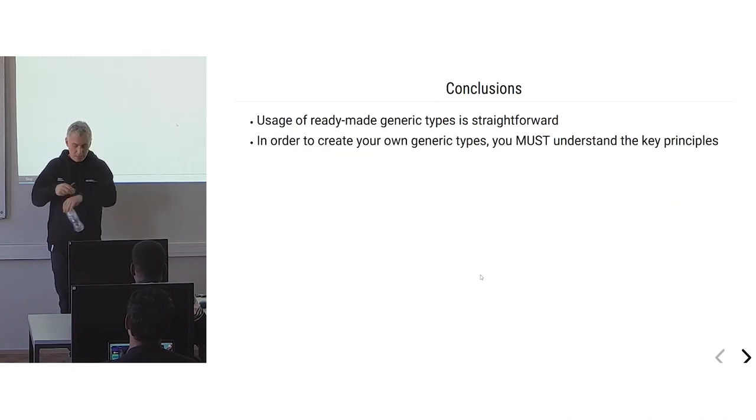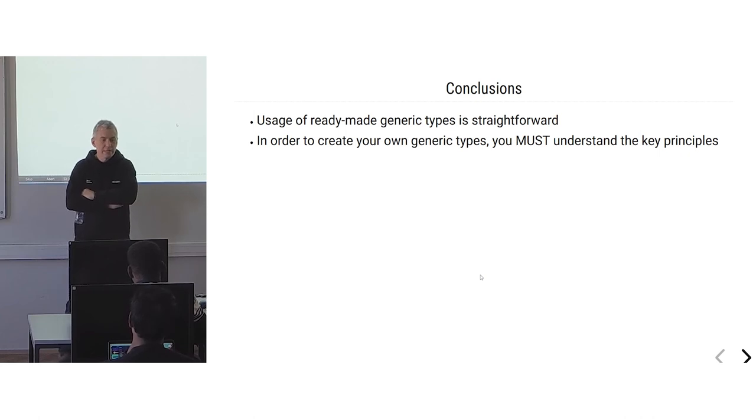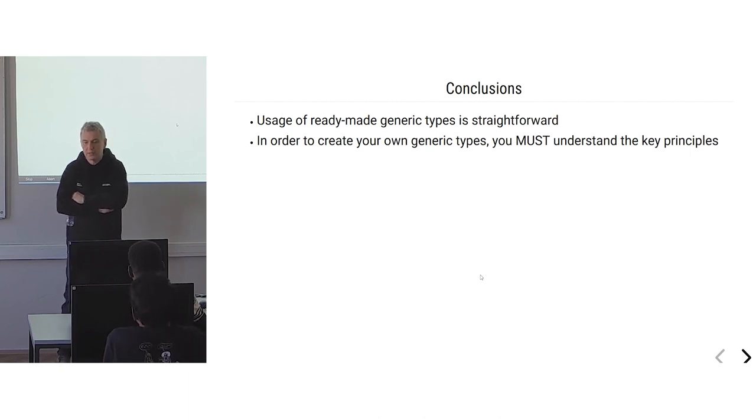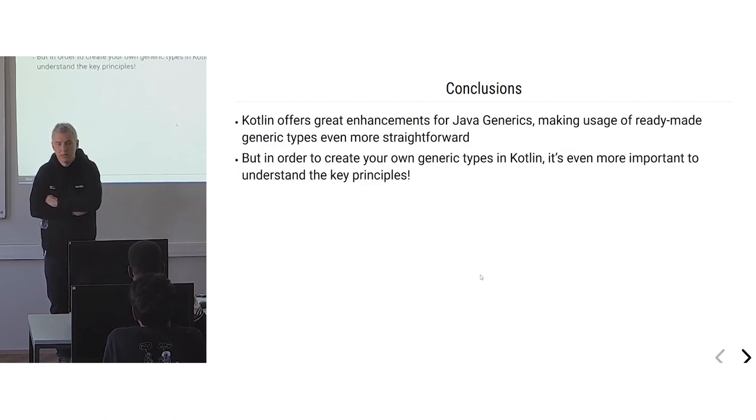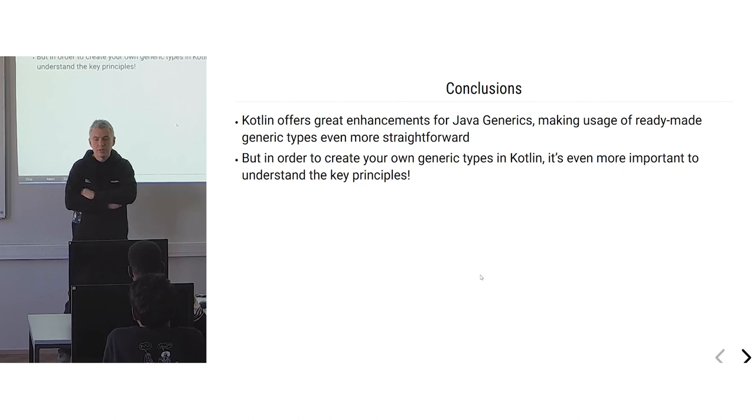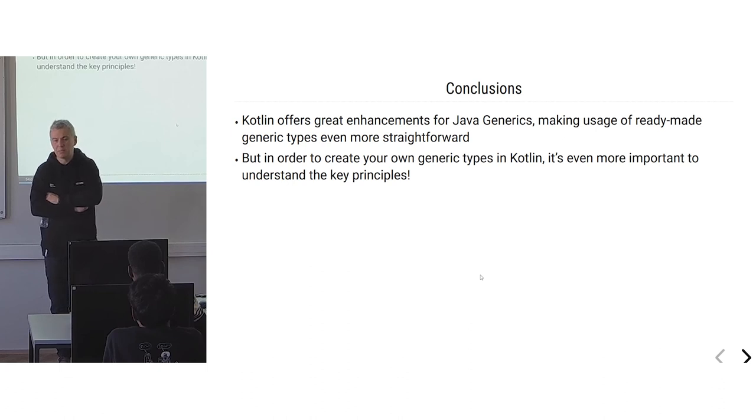Okay, let's move on to conclusions. Sorry, I'm running out of time, only 1 minute. Usage of ready-made generic types is straightforward. You know it, and you already use it. But in order to create your own generic classes or methods, you must understand the key principles. In Kotlin, it's even more complicated, so it's absolutely a must to know the key principles that I told you about today.